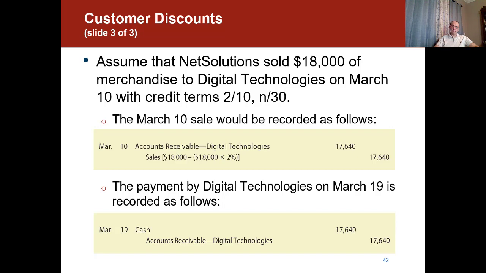The payment by Digital Technologies on March 19th is recorded as follows, where we receive the cash for 17,640, and we credit accounts receivable for 17,640. In this case, the cost of goods sold journal entry would be exactly as we've done before, where we debit cost of goods sold and we credit inventory based on the cost of the item sold. However, it's not presented in this slide.